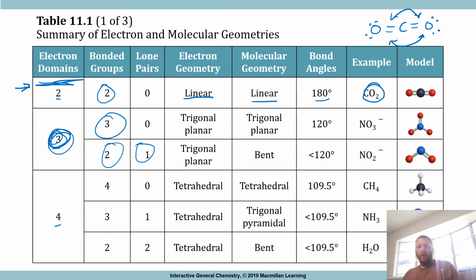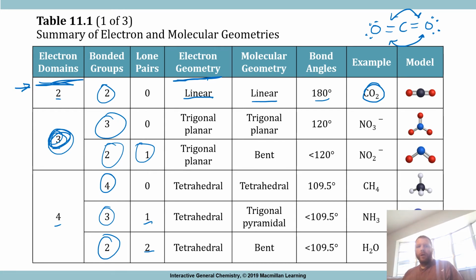Now, for our 4 electron domains, that can be 4 bonded groups, or 3 bonded groups and 1 lone pair, or 2 bonded groups and 2 lone pairs. So what I'd like you to recognize about this is all of the different combinations that can stem off based on the electron domains. Then I'd like you to consider, well, what's my electron geometry? The first thing I'd like to focus on is electron geometry.